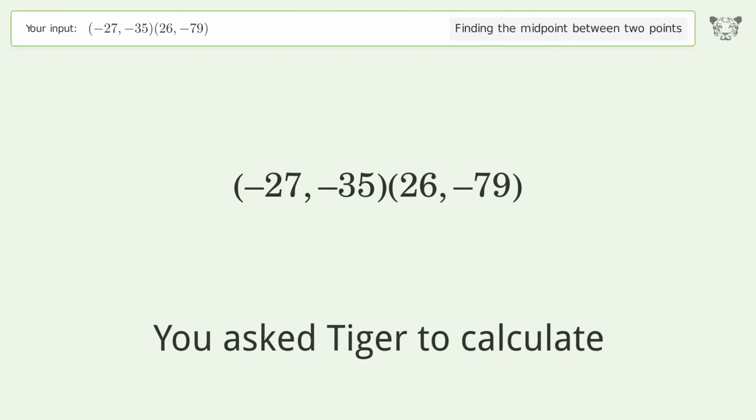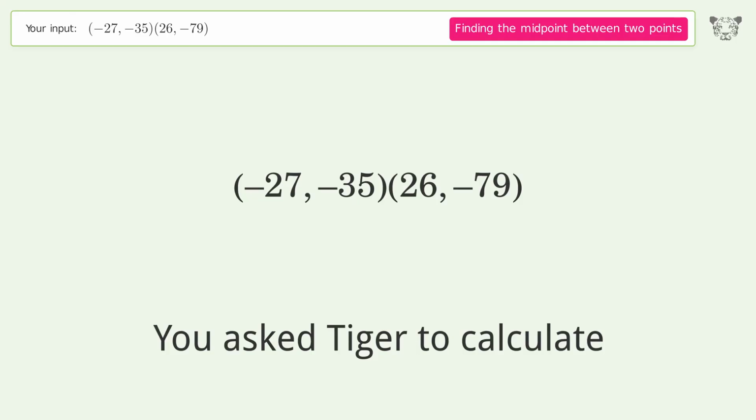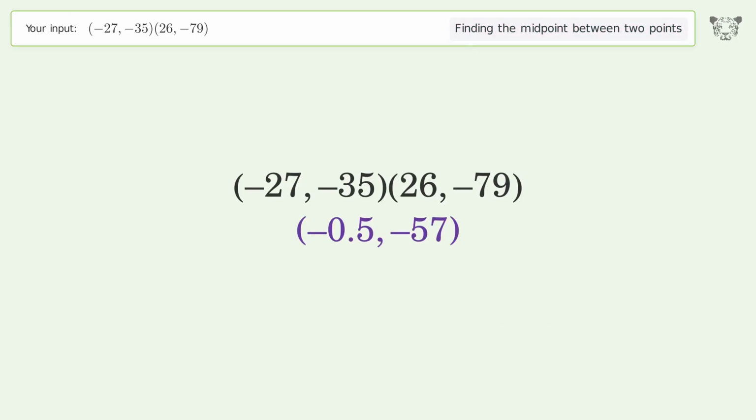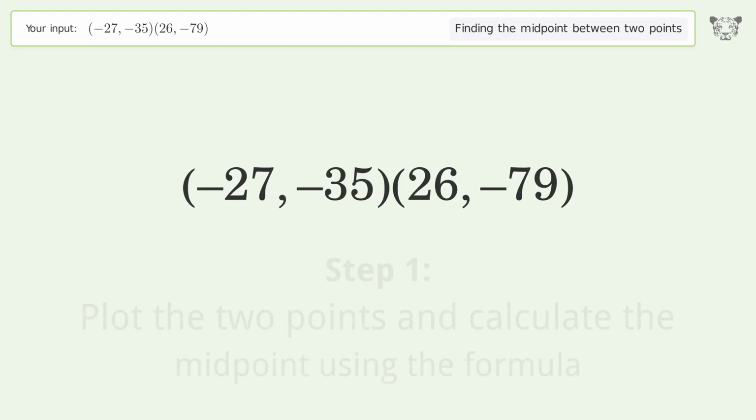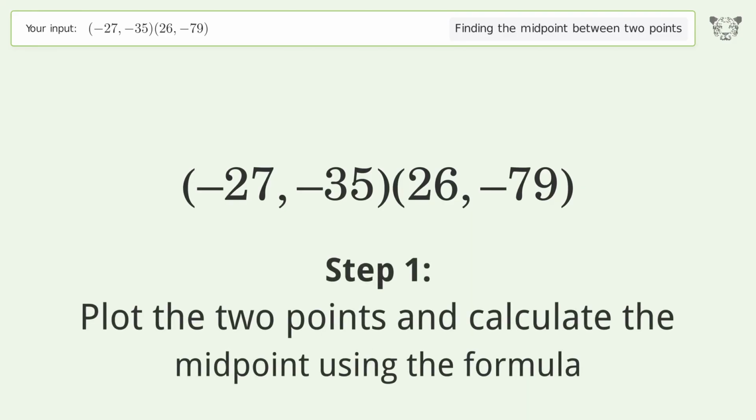You ask Tiger to calculate. This deals with finding the midpoint between 2 points. The midpoint between the 2 points is negative 0.5, negative 57. Let's solve it step by step. Plot the 2 points and calculate the midpoint using the formula.